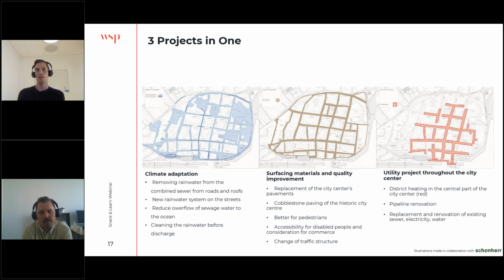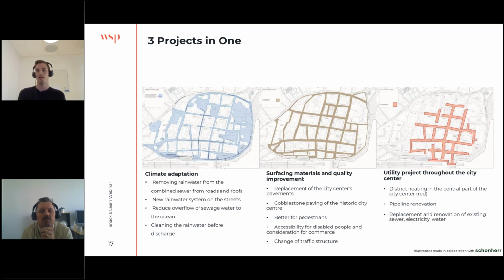And then the municipality, they are working together with the utilities. So they want to improve the surfacing materials and the quality of the streets. So they're replacing the whole pavements of the city, making it better for pedestrians, and also making a change, making it less traffic, making a better traffic structure.